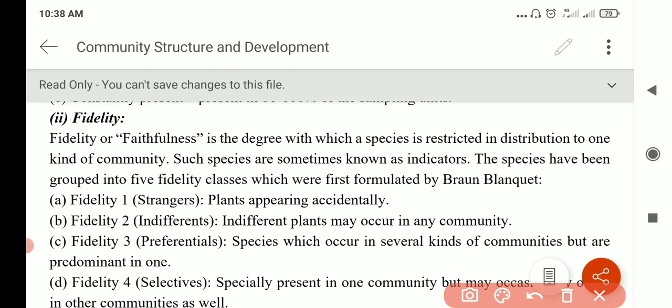Now how do we use these indicators? How do we use these faithful species to calculate the synthetic characters? The species have been grouped into 5 fidelity classes which were first formulated by Braun-Blanquet, the same scientist who gave us presence and constants. What was that?